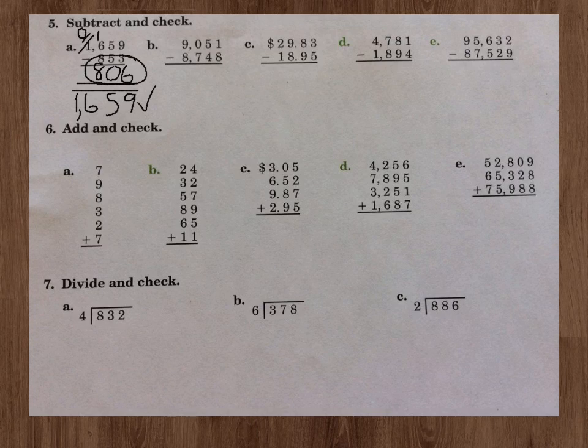Okay, number 6 says add and check. Well, if I add up these numbers, 7 plus 9 plus 8 plus 3 plus 2 plus 7, I'd get 36. Now to check this, I do the same thing, like I just went down and I added up each number, and I got the 36. Well, now you do the same thing, but you go up. 7 plus 2 plus 3 plus 8 plus 9 plus 7. And when you add those up, you get 36. And so it checks, and 36 is the correct answer.